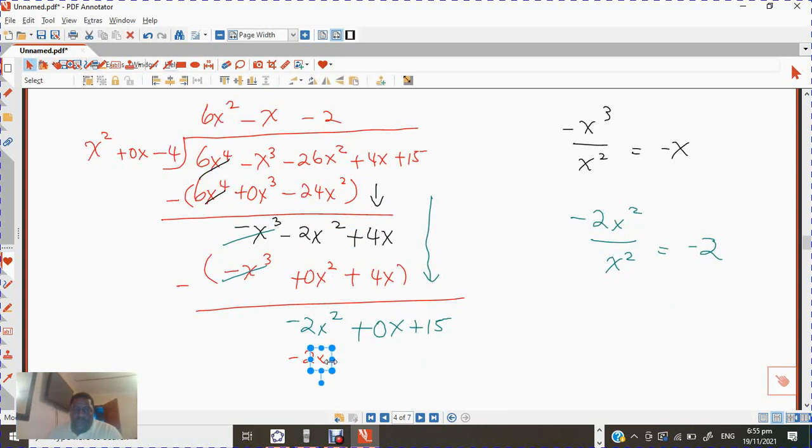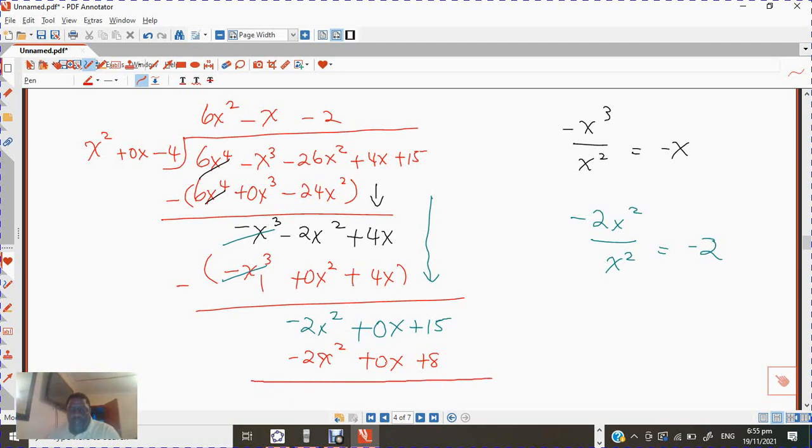When you multiply, you get negative 2 times x squared, that's minus 2x squared. Let's go back to our pen. So that's minus 2x squared, then you have a negative 2 with 0x, and a negative 2 times a negative 4 gives you positive 8. If I go ahead and subtract, you realize that the x squares cancel, and 15 minus 8 gives you 7, and 7 is our remainder.